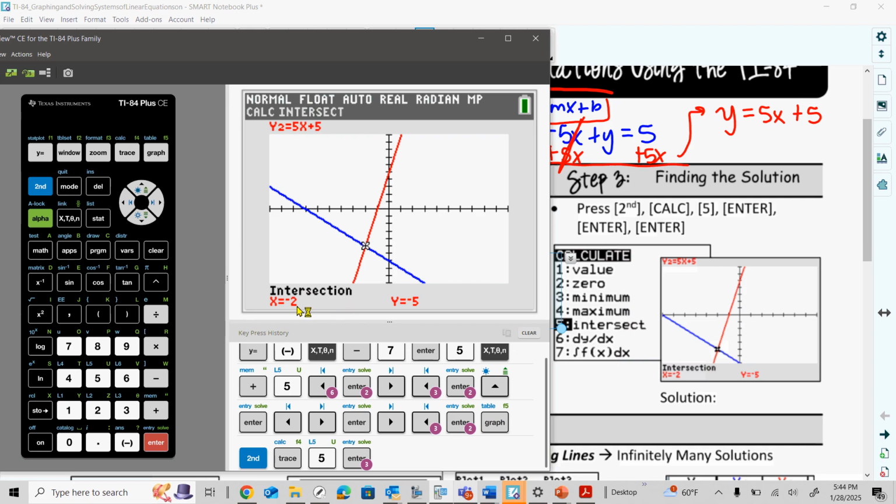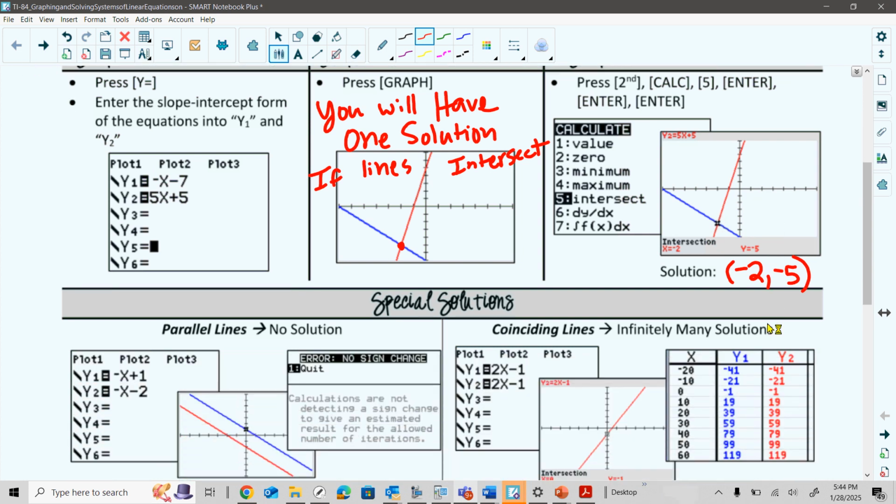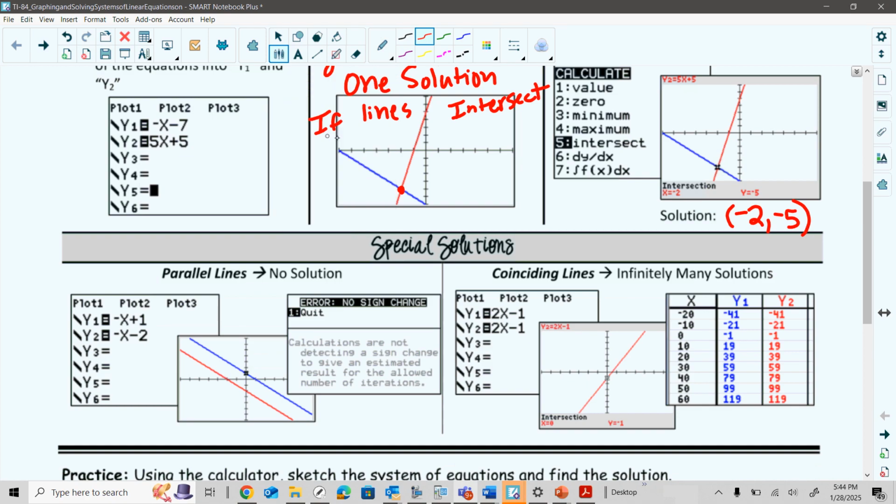So our intersection, our solution, and we can go ahead and write this over here, is the ordered pair, let me get my pen, (-2, -5). So the point of intersection is the solution. If you don't have a point of intersection, if the lines don't ever touch, then that's what we call no solution. Anytime we have parallel lines, you're going to have no solution. And this is what the calculator is going to show.